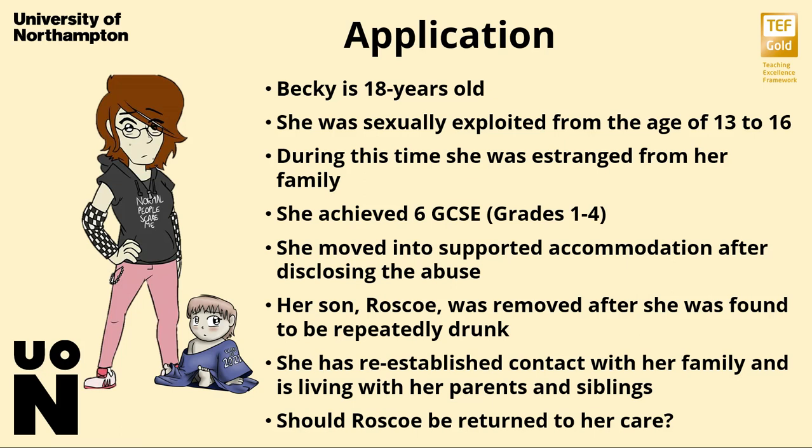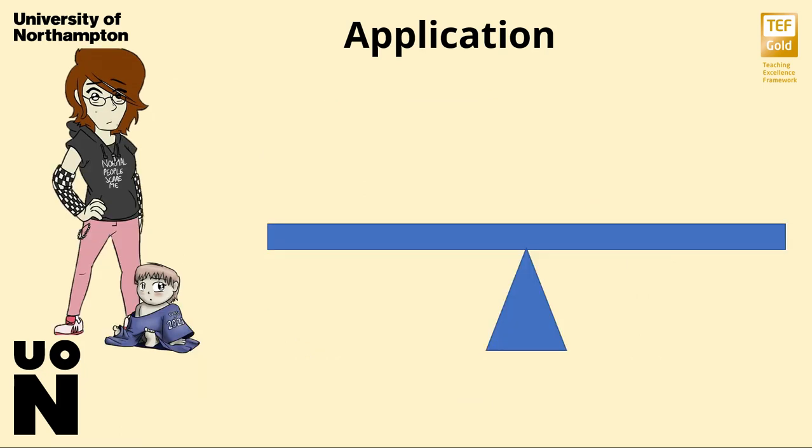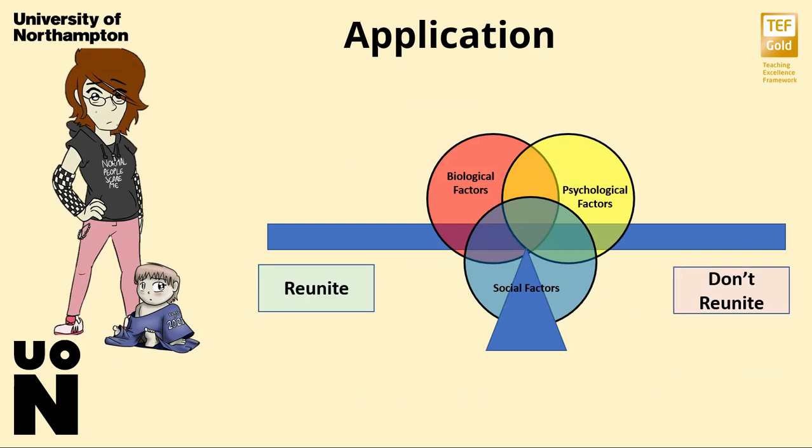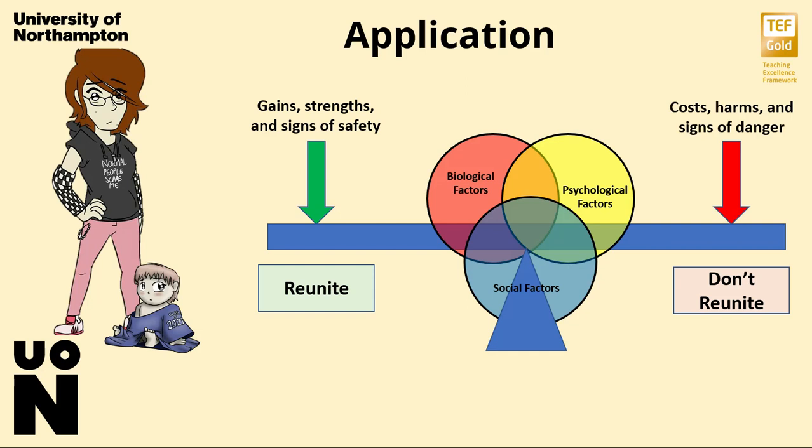A good social worker will carefully look at all those factors, the biological, the psychological and the social, when they're making their risk assessments. They will consider all the gains and the benefits of reuniting Becky with Roscoe, as well as the strengths and the signs of safety in Becky and in her wider social network. They will also look at the potential costs and the harms that might come from reunification, as well as the realistic danger signs that this case study would present you with.